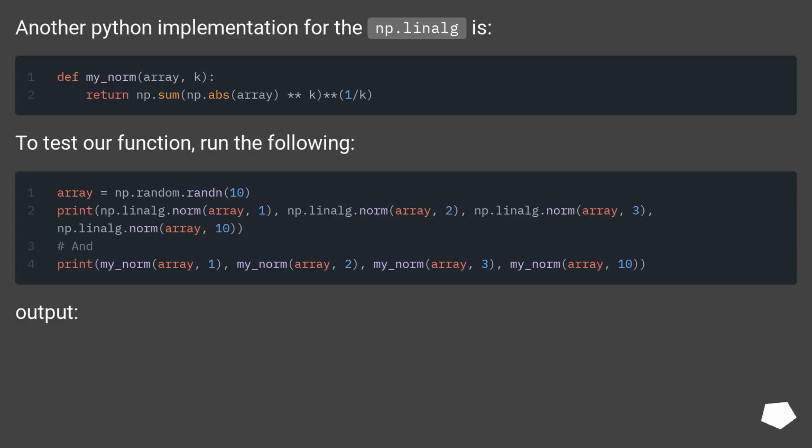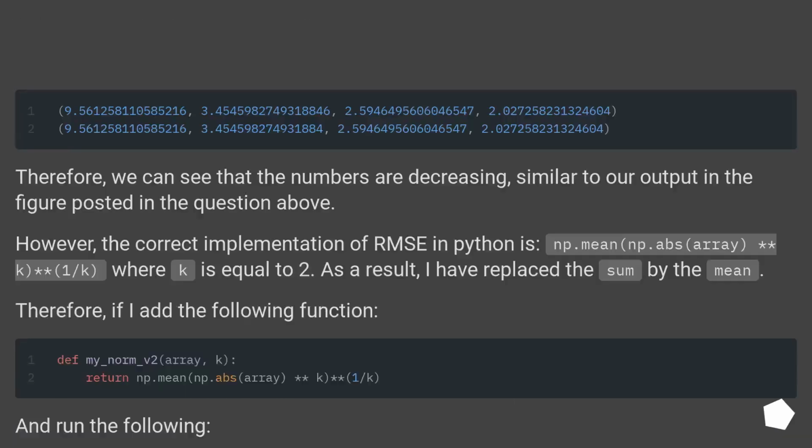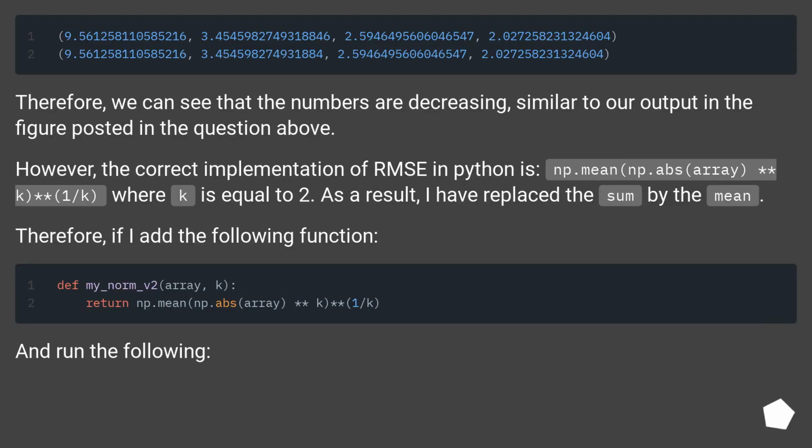Another Python implementation for the np.linalg.norm. To test our function, run the following. Output. Therefore, we can see that the numbers are decreasing, similar to our output in the figure posted in the question above. However, the correct implementation of RMSE in Python is np.mean(np.abs(array)**k)**(1/k), where k is equal to 2. As a result, I have replaced the sum by the mean.